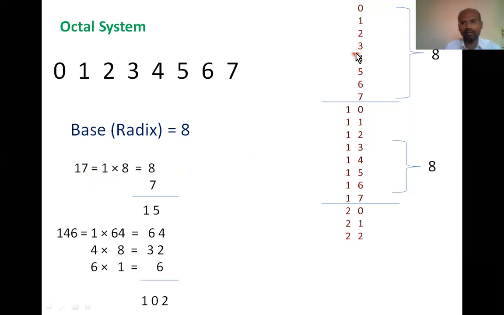Now how do you carry out the counting? This is how you do the counting: 0 1 2 3 4 5 6 7. After 7 there is no 8 in octal system, so we add 1. This 1 indicates we have used all the 8 symbols one time. 1 0, 1 1, 1 2 and so on. Like that you have counted. Finally the count is 17. You have done counting in octal system.